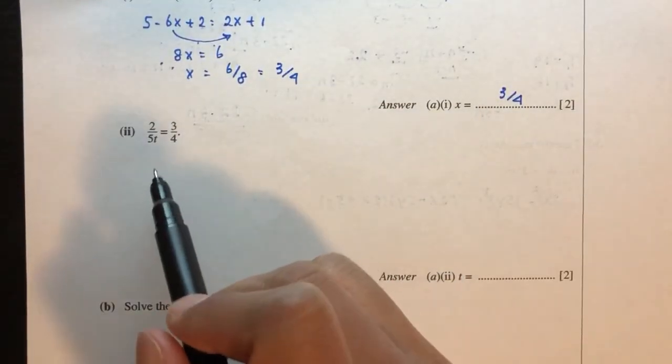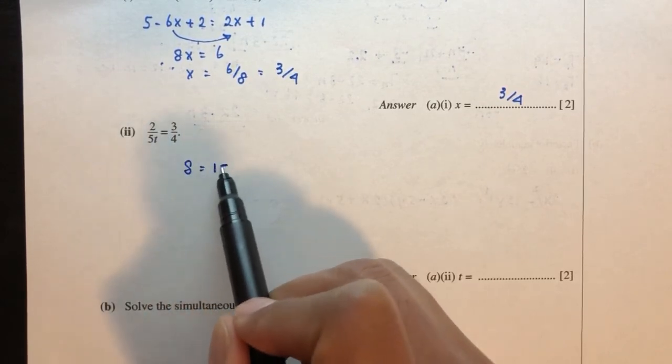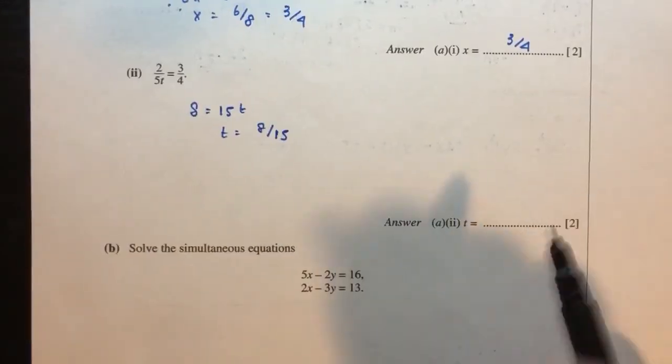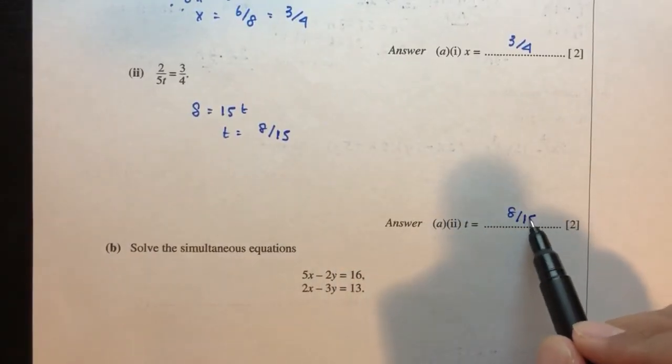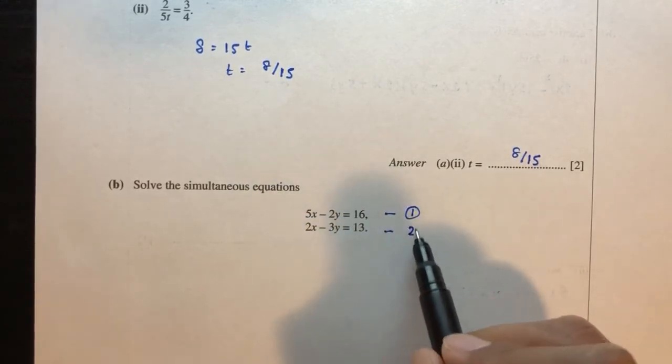Part 2, find the value of t. So first we cross multiply. We have 8 equal to 15t. t will be 8 divided by 15. So 8 divided by 15 will be your answer. This one is 1. This one is 2.